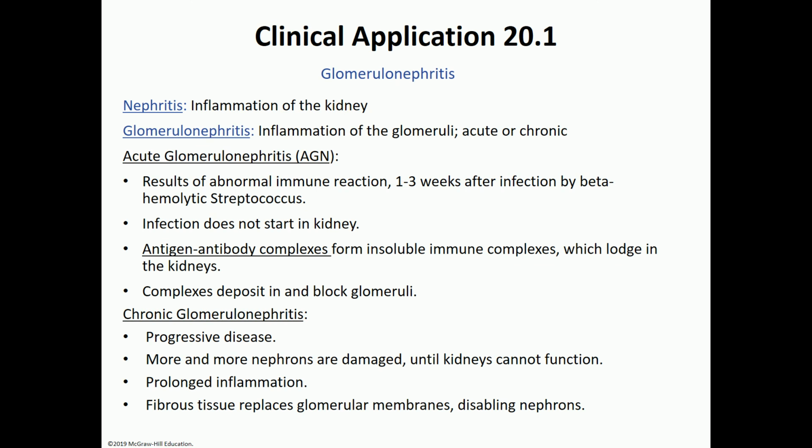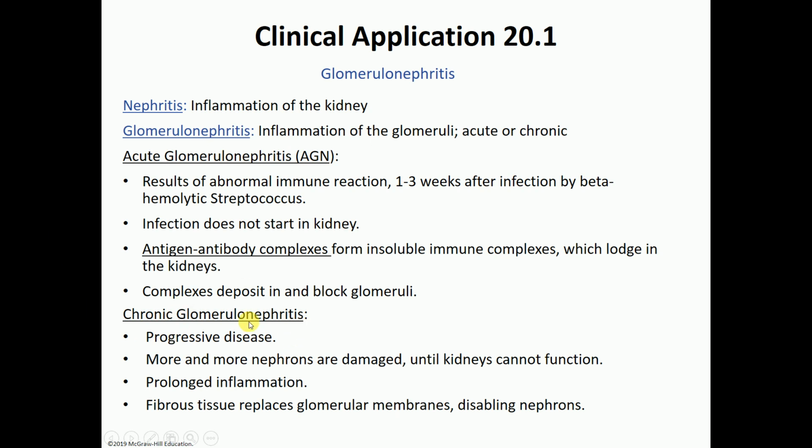So the body is going to make antibodies against that streptococcus, and now we have an antigen-antibody complex circulating within the bloodstream. That immune complex can lodge in the kidneys, leading to blocking of the glomerulus. And that leads to, again, the acute glomerulonephritis. That is why a strep throat is extremely important to diagnose and treat with the full dose of 10 days of antibiotics and not stop it when the patient feels better, in order to prevent the complication of acute glomerulonephritis.